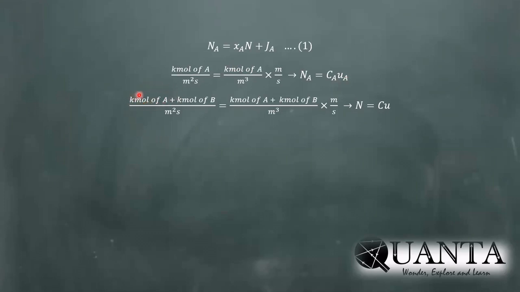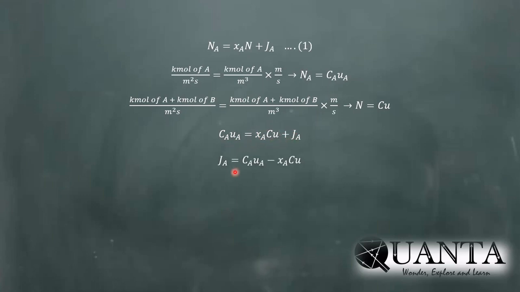The total flux is kilomoles of A plus kilomoles of B that are flowing per unit area per unit time. And similarly, we can write that the total flux is the total concentration times the total velocity. So this velocity is some average velocity. We'll see what it is. Substituting back in equation 1, I can get C_A U_A is equal to X_A times C U plus J_A.